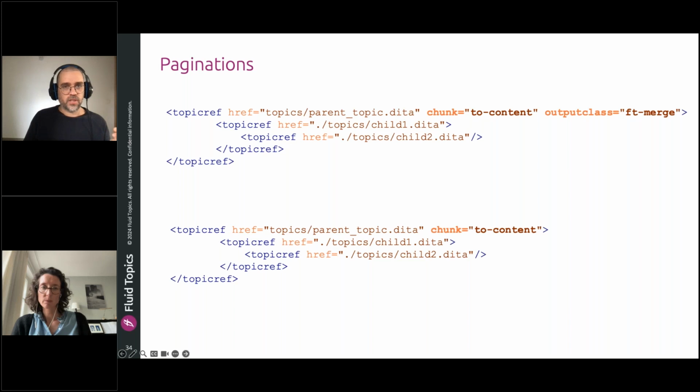But in some specific cases, you may need or want to force the full merging without having the effect of the secondary table of content. Typically, you would have a disclaimer. It doesn't have any added value to put a disclaimer topic in your publication in the table of content. So then you can add a specific attribute with the output class FT merge. And that is pretty handy.